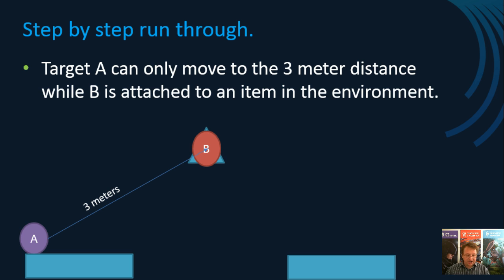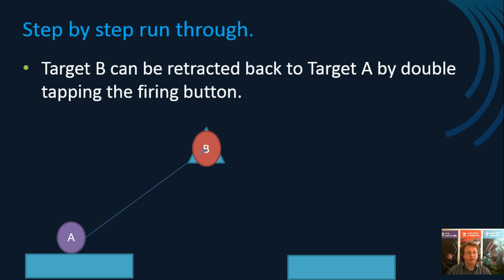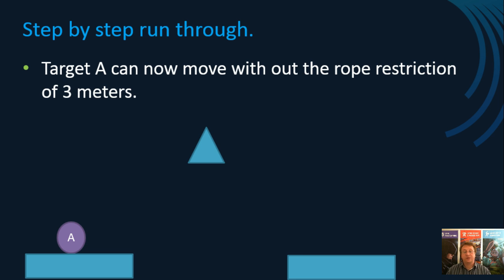So again, I'm laying out the story and the process, so if the programmer reads it, they can start to see the restrictions of what they need. So what we need to do is target B can be retracted back to target A by double tapping the fire button. So you can see here that it goes back, and then we can tell it to disappear, so now it can move freely without being interrupted.